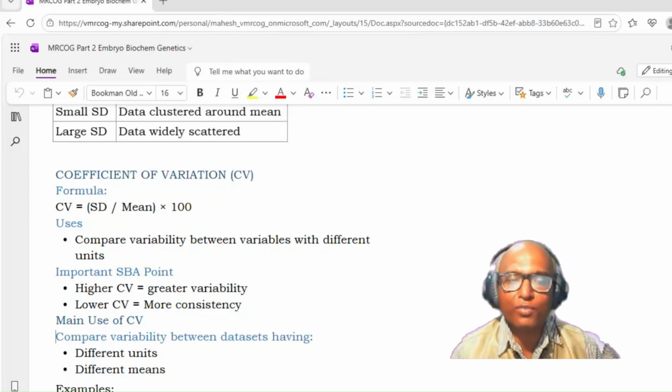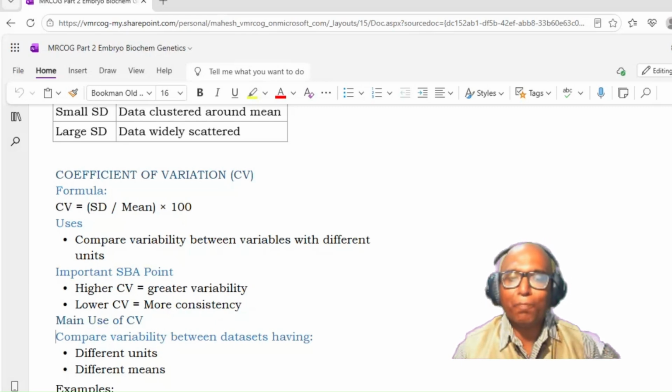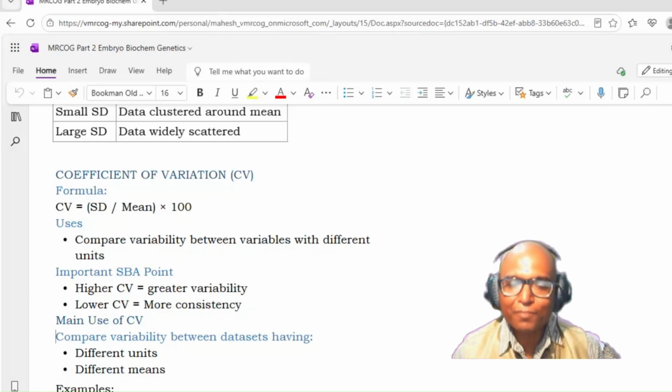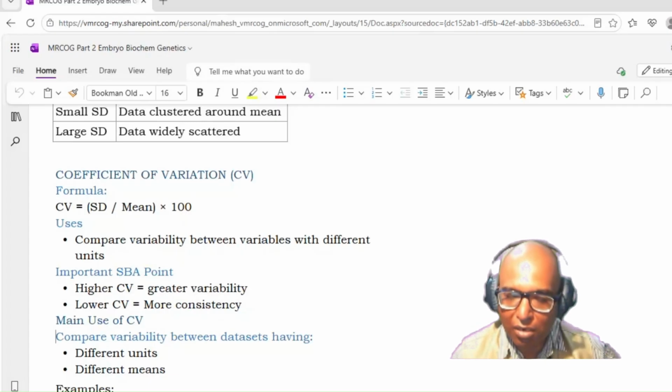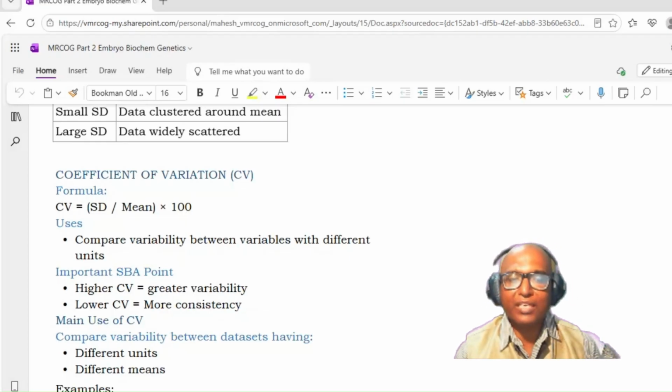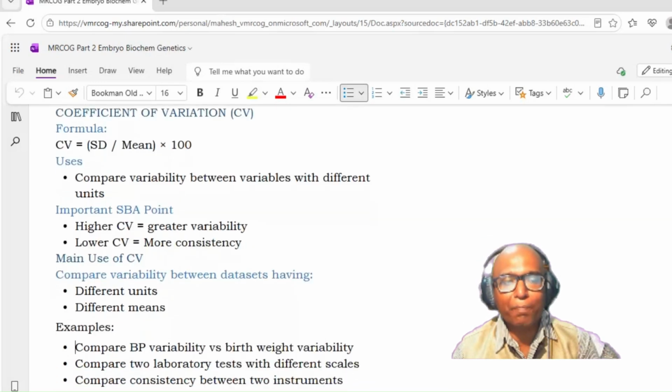What is the main use of coefficient of variation? To compare the variability between data sets having different units and different means. So when you are comparing two data sets, both have different means. Say you have a data set where the mean blood pressure is 100. You have another data set where the mean blood pressure is 120. Now you want to compare, but the mean of both data sets is different. In that particular case, the coefficient of variation will help us to compare the two data sets.